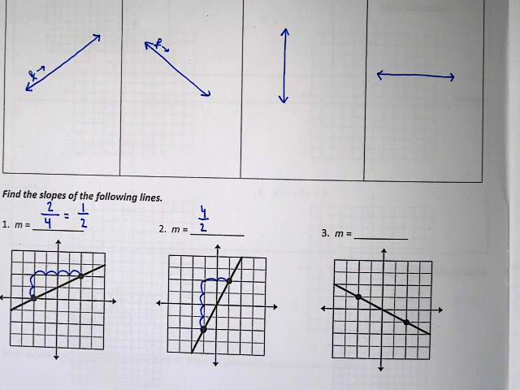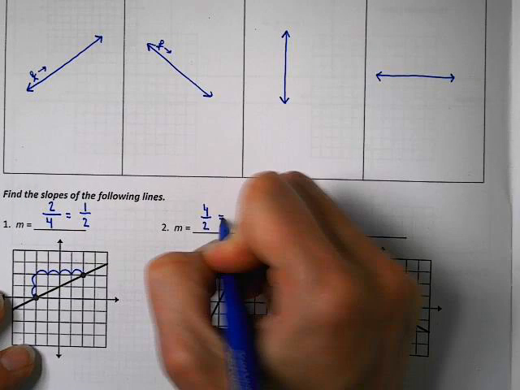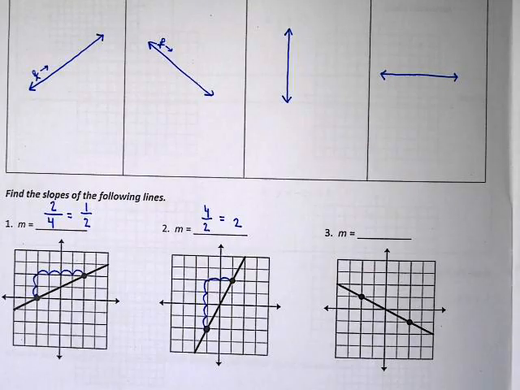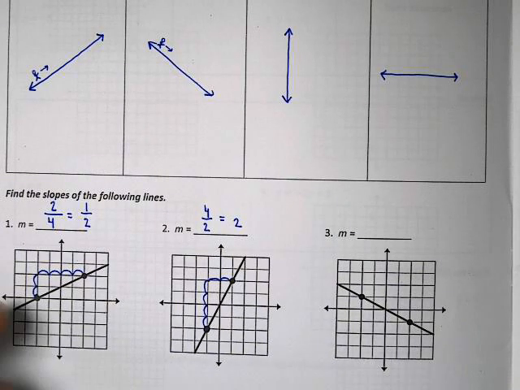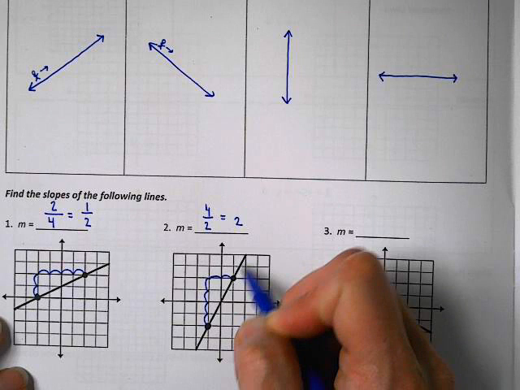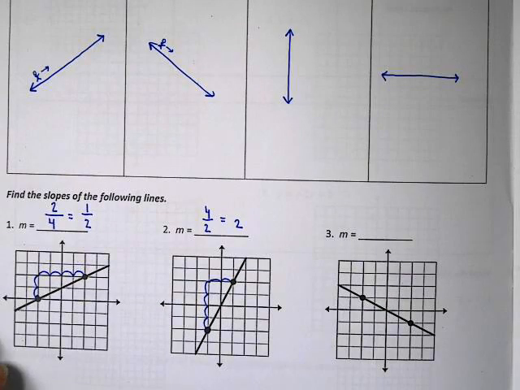And then again, I'm going to simplify this. Since I know 4 divided by 2 is equal to 2, I have a slope that's a +2. And again, I double check. My line is going uphill, so my slope should be positive.